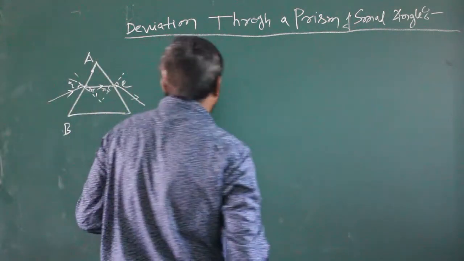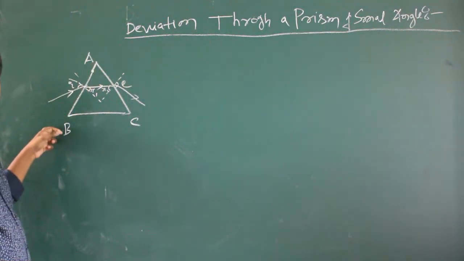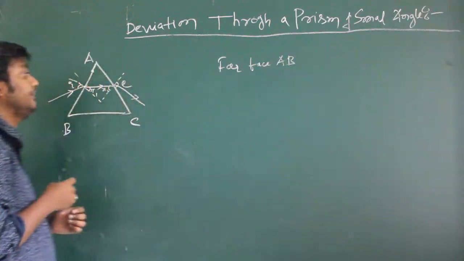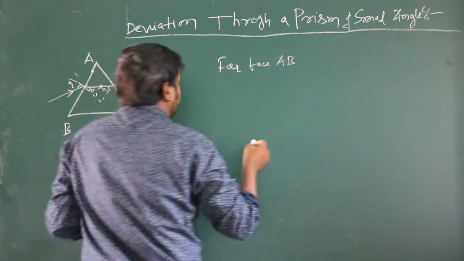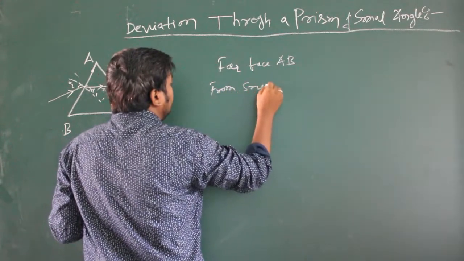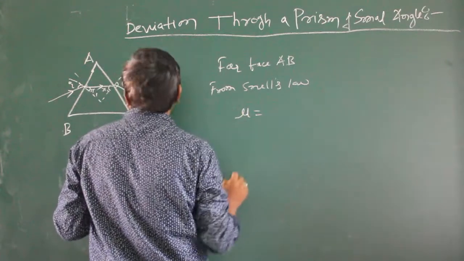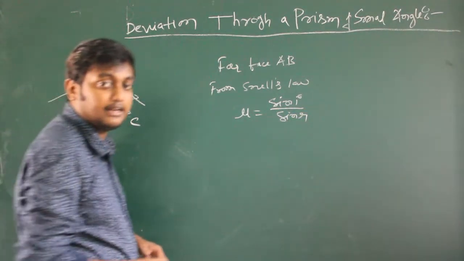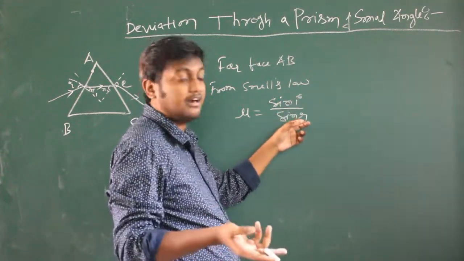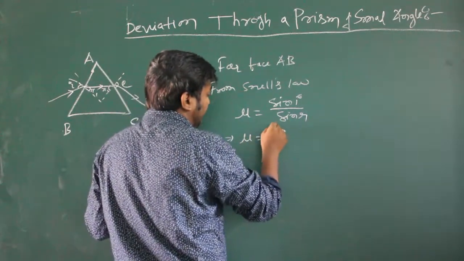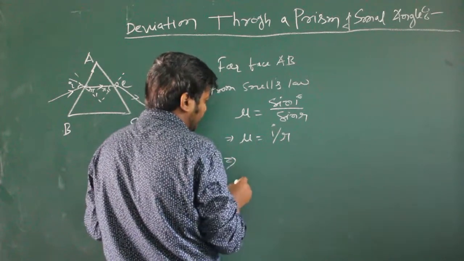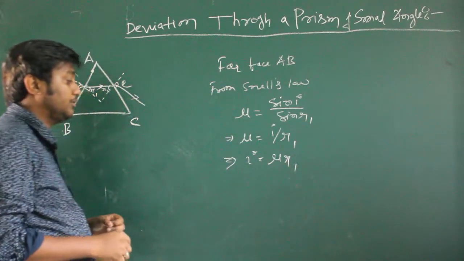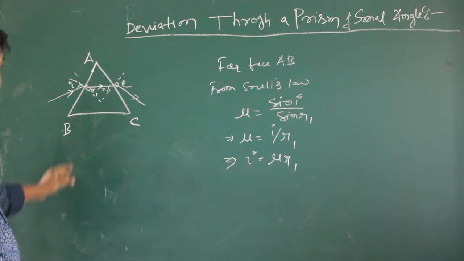Now see, first we consider face AB of the prism. From Snell's law we know mu equals sin I by sin R. Since I and R are very small, we can write mu is directly equal to I by R. So it will be I equals mu R1. I equals mu R1. So this is for face AB.